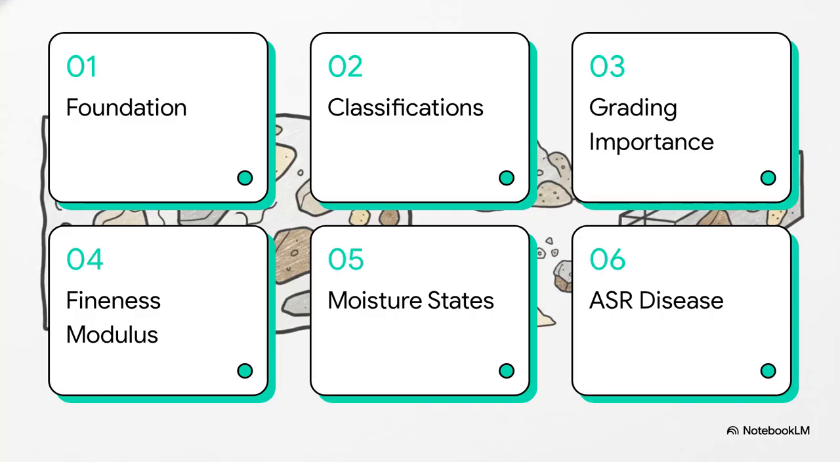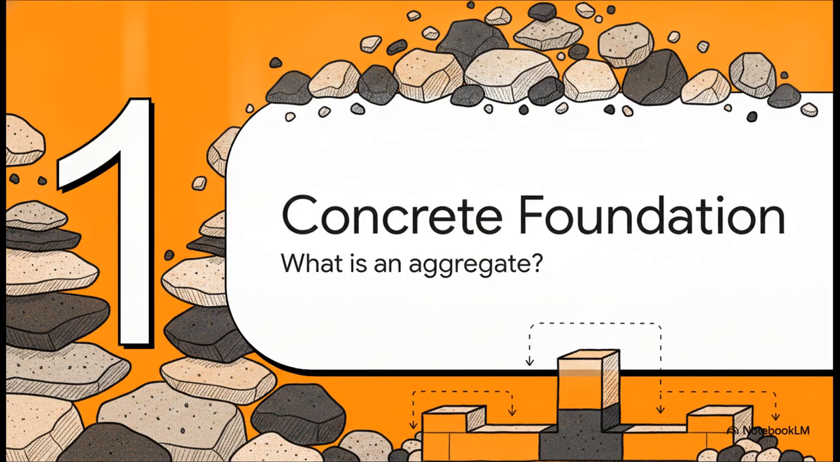Here's our agenda for today. We'll start with the foundation of concrete, move on to classifying aggregate types, and then look at the importance of grading. After that, we'll calculate the fineness modulus, check out aggregate moisture states, and finish up with the alkali-silica reaction. Section 1. The foundation of concrete.